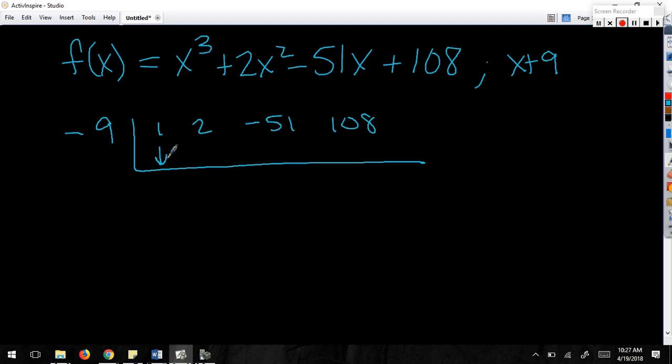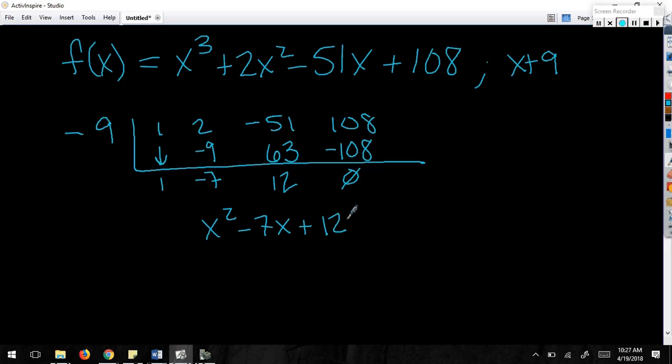All right. Drop it. Multiply it. Add it. Multiply it. Add it. 12. Multiply it. Right. And so now I need to interpret that. What does that mean? x squared minus 7x plus 12.